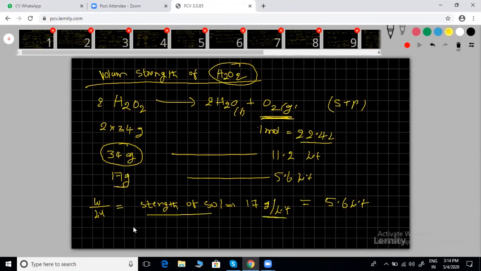I need W by V percent. What's the meaning? W grams per 100 ml. This is per liter; if 100 ml, how much? See, 17 grams per 1000 ml. If 100 ml, it means 1.7 grams. So 1.7 grams per 100 ml. This is okay. The volume I'm taking is also 5.6 liters. You get it, but this is W by V percent.